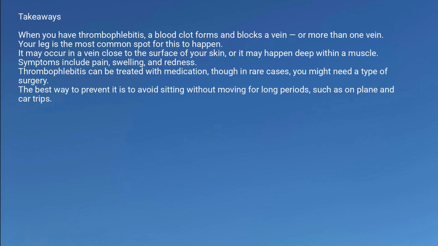Takeaways. When you have thrombophlebitis, a blood clot forms and blocks a vein, or more than one vein. Your leg is the most common spot for this to happen. It may occur in a vein close to the surface of your skin, or it may happen deep within a muscle. Symptoms include pain, swelling, and redness. Thrombophlebitis can be treated with medication, though in rare cases, you might need a type of surgery. The best way to prevent it is to avoid sitting without moving for long periods, such as on plane and car trips.